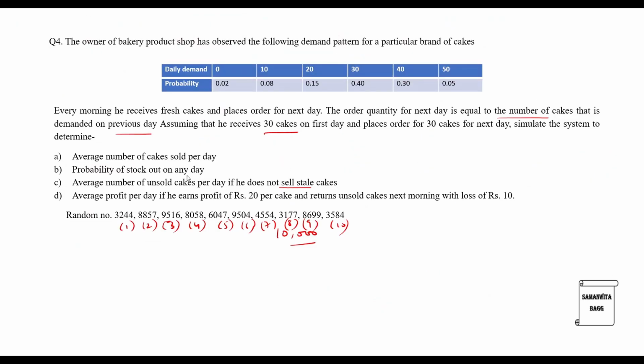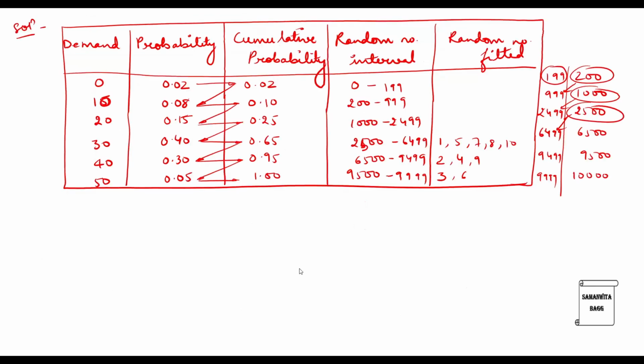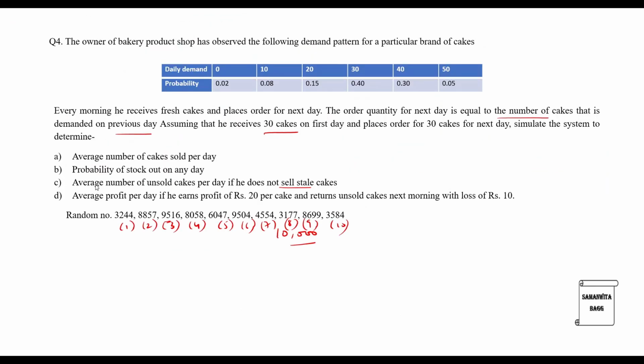Now you have the next question. Probability of stock out on any day. So let's talk about the stock out situation. So what is the probability? Again we have 1 upon 10 and we will add this. So it is 20 plus 30, 40, 50. So this will now be 0.5.